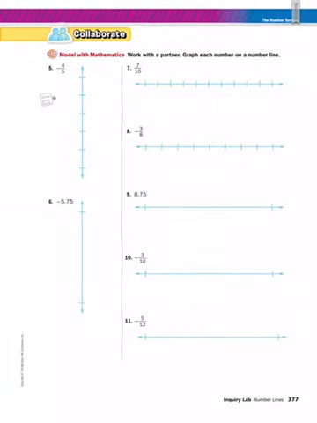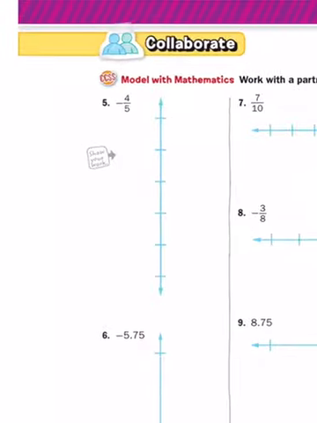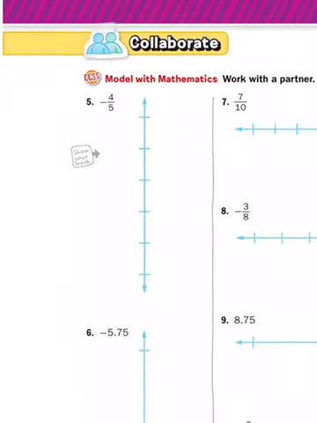All right, on this page, we're going to do a couple that have fractions. So I'll do some with you, and then I'll have you try some. So number 5, you have negative 4/5. So here's what I'm going to do. I'm going to start with 0 at the top and negative 1 here. Because remember, all positive fractions, unless they're improper, will be between 0 and 1. Negative fractions, unless they're improper, will be between 0 and negative 1.